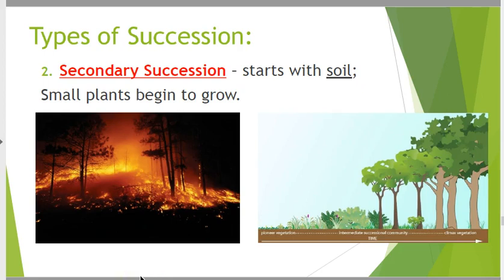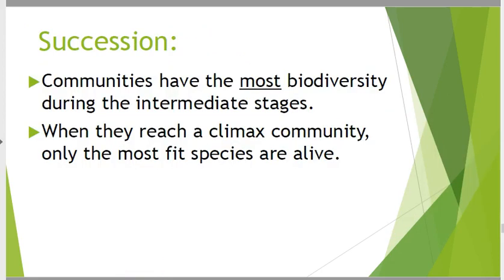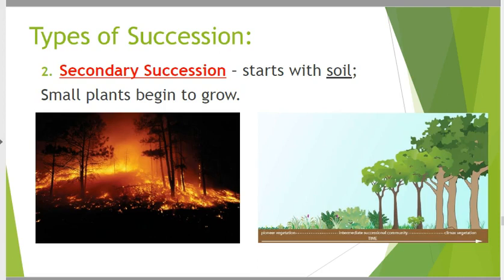So succession. Communities have the most biodiversity during intermediate stages. All right. When they reach a climax community, only the most fit will survive. So I'm going to go back one screen. I'll come back to this. So if we look at this picture here, we have beginning, not very diverse. There's nothing here but soil. We have intermediate here in the middle. And you notice you have 1, 2, 3, 4, 5. You have a bunch of different organisms. It's most diverse in the middle because everything's trying to grow there.